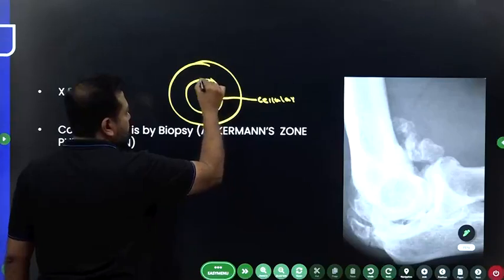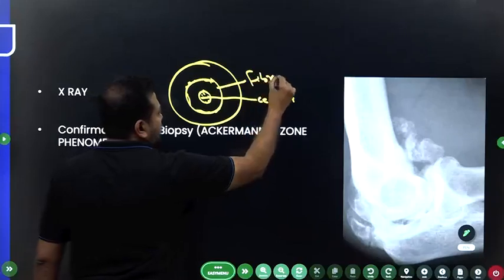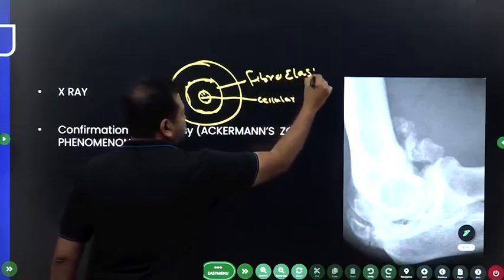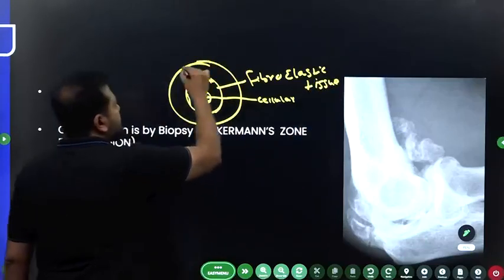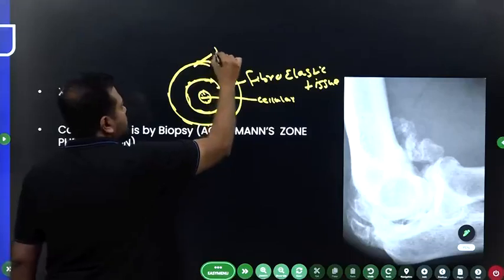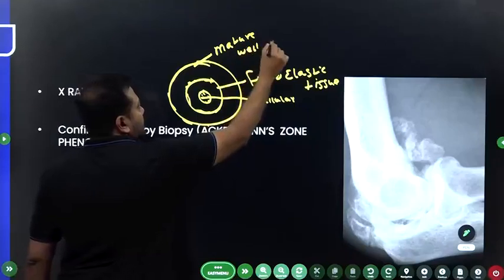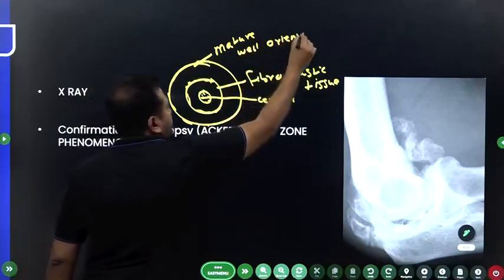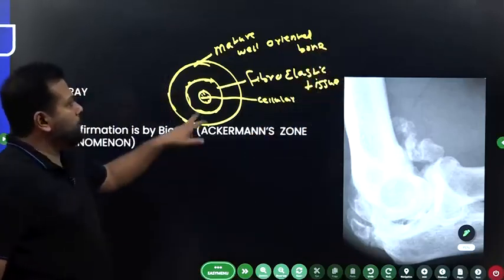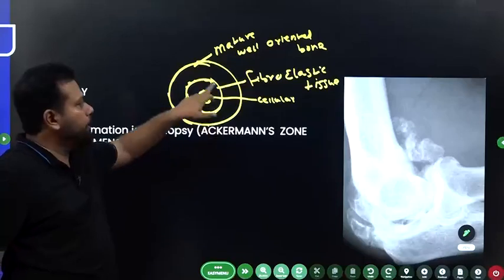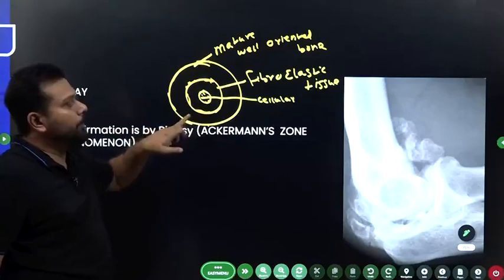The next layer is a layer of fibroelastic tissue. The outermost layer constitutes mature, well-oriented bone. So the innermost layer is a highly cellular layer, the next layer is a layer of fibroelastic tissue, and the outermost layer is matured, well-oriented bone.